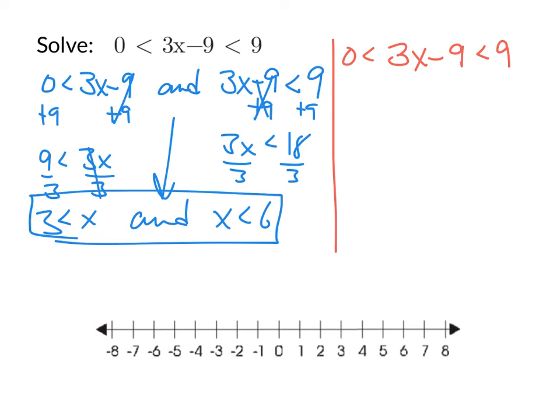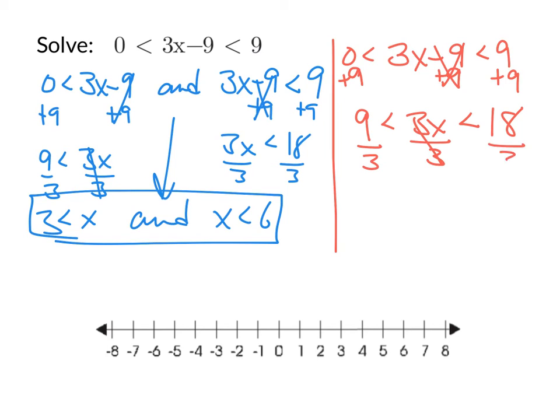So I want to get that x alone, and I want that x to be left in the middle. So I'm going to start by adding 9 to get rid of this 9. Since I added 9 to the middle, I also have to add 9 to the left and to the right. Now we have 9 is less than 3x, which is less than 18. We want to get that x alone, so we divide by 3 in the middle. Whatever we do to the middle, we want to do to the left and to the right. So 9 divided by 3 is 3, and 18 divided by 3 is 6.